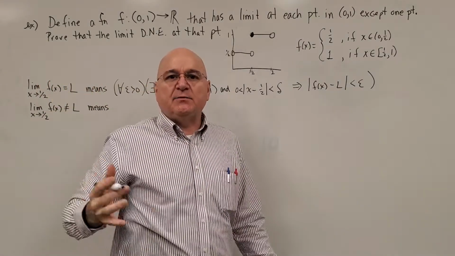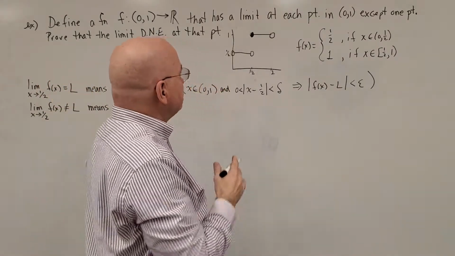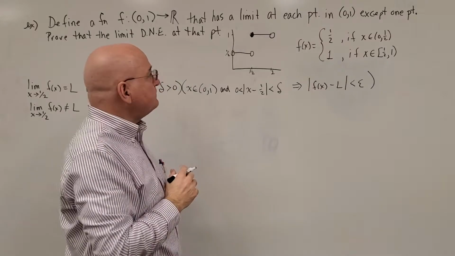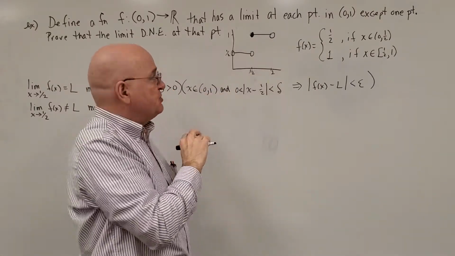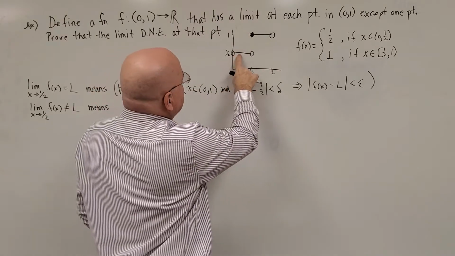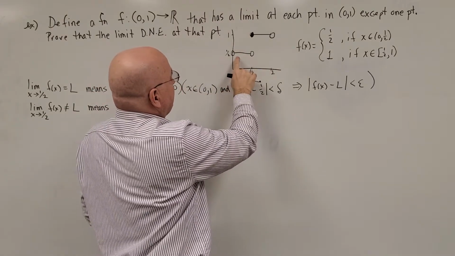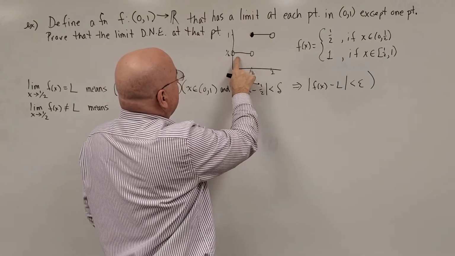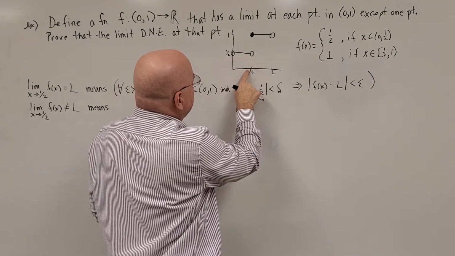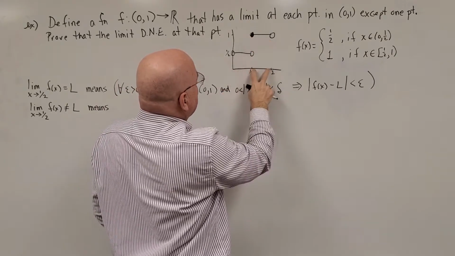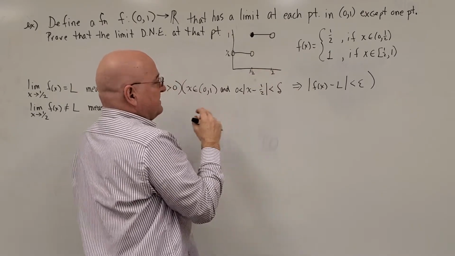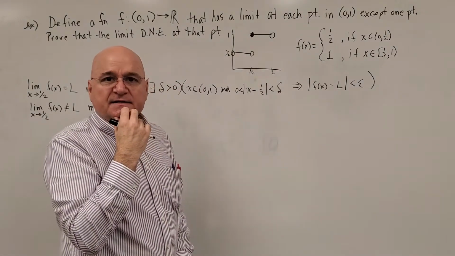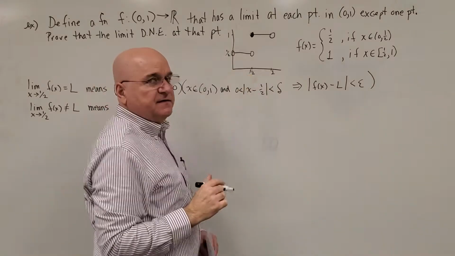Well, a nice, easy one to select would be something that looks like this. You could think of it as a piecewise function. The limit exists everywhere in between 0 to 1/2, and the limit exists everywhere in between 1/2 to 1. Where the limit does not exist is at the one single point 1/2.